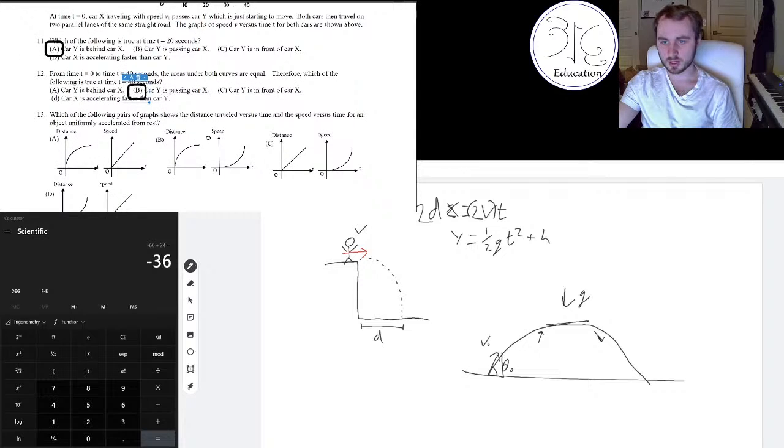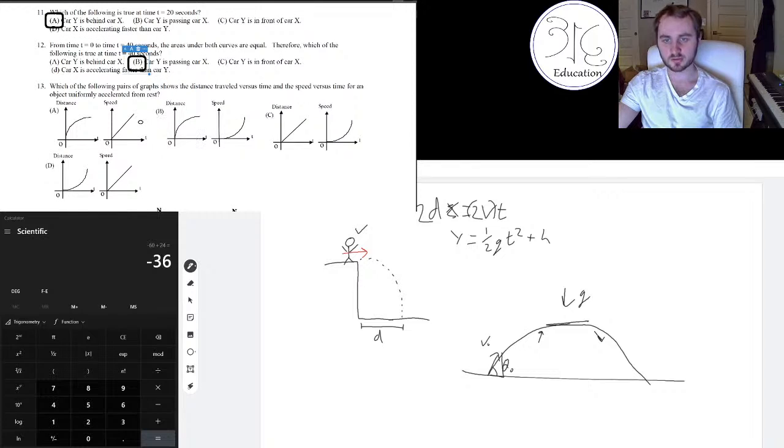Which of the following pairs of graphs shows the distance traveled versus time and the speed versus time for an object uniformly accelerated from rest? Uniform acceleration means that our acceleration is going to be a constant value. So we can tell right away that from our speed we expect a constant slope. We can rule out B and C here because their speed slopes are curved. And so A and D look good. The only difference now is how they treat the distance.